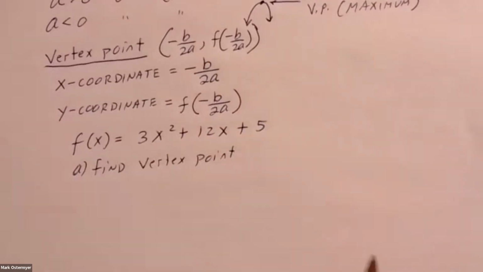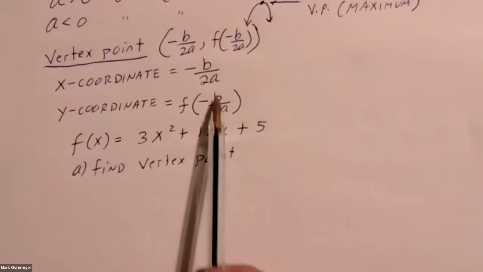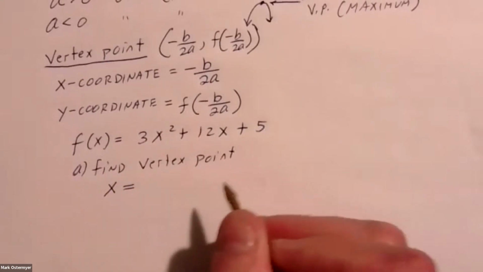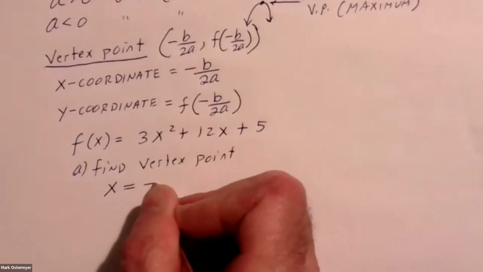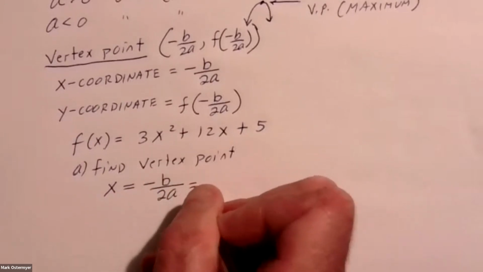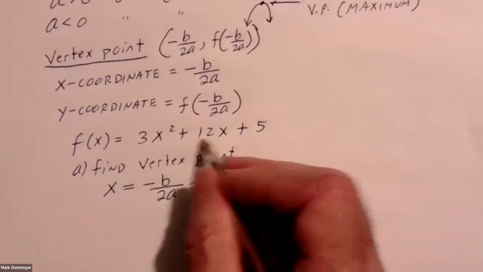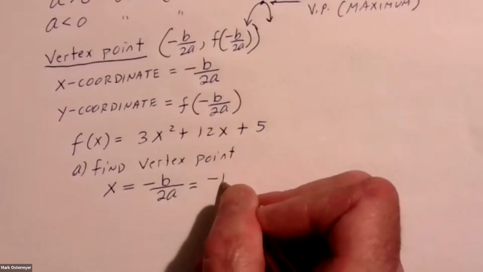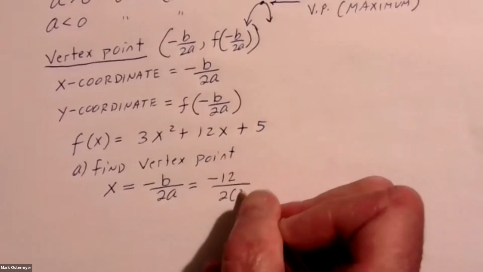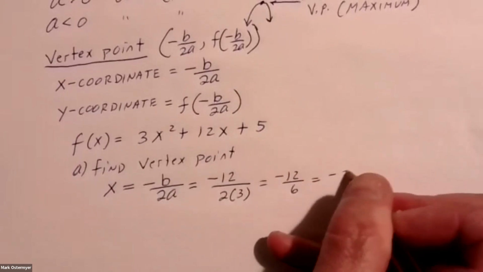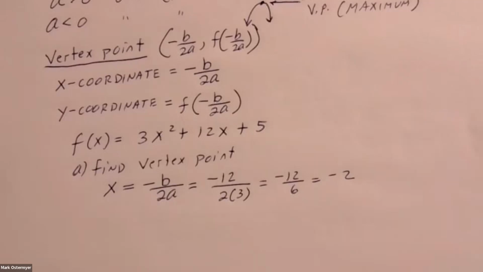To find the vertex point, we can tap into our little formula up here. The x-coordinate of our vertex point is going to be the opposite of the linear coefficient divided by 2 times the leading coefficient. In this case, our b is 12, our a is 3, and our c is 5. So we have the opposite of 12 divided by 2 times the leading coefficient 3, which is to say negative 12 over 6, or negative 2. So negative 2 will be the x-coordinate of your vertex point.